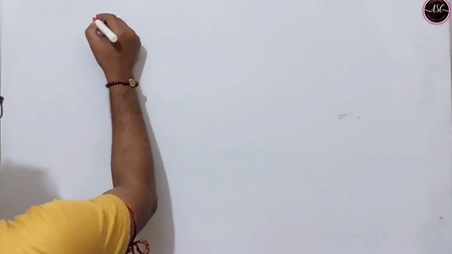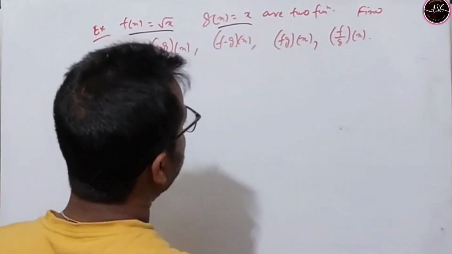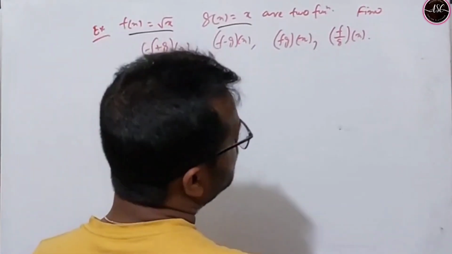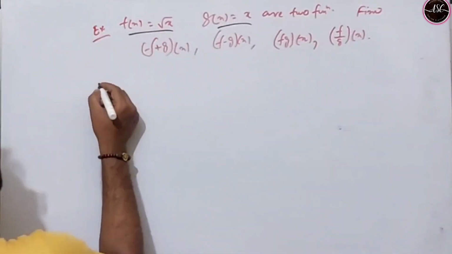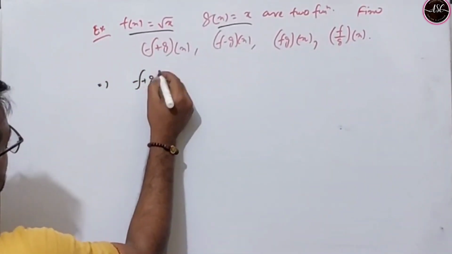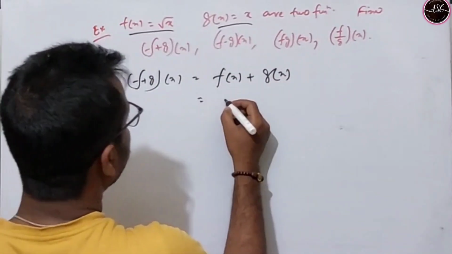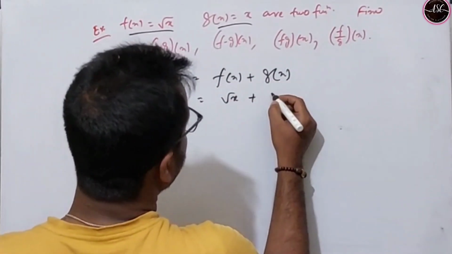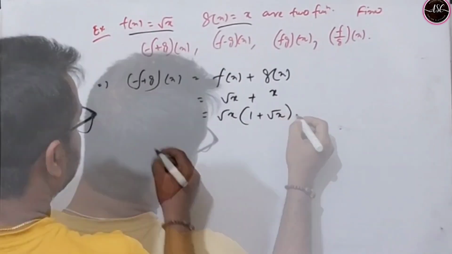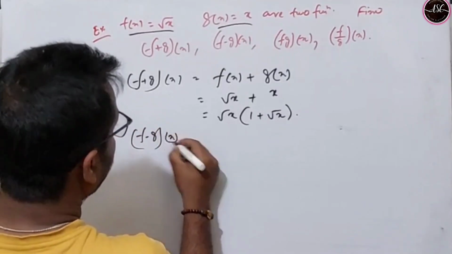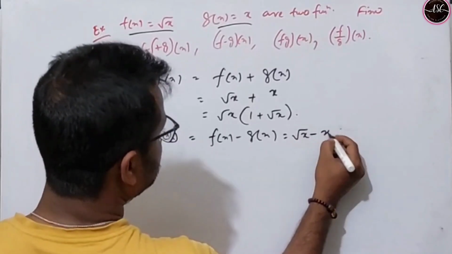Okay, now look at an example. Just look at this question. Here f(x) equal to root x and g(x) equal to x are two non-negative real functions. Find f plus g, f minus g, f g and f by g. Just look at this. (f plus g)(x) equal to f(x) plus g(x). So f(x) equal to root x and g(x) equal to x. If we take root x common, we get root x into (1 plus root x). Now second, (f minus g)(x) equal to f(x) minus g(x), that means root x minus x.